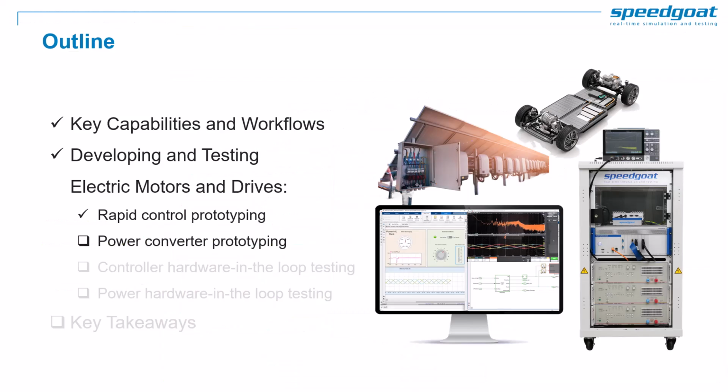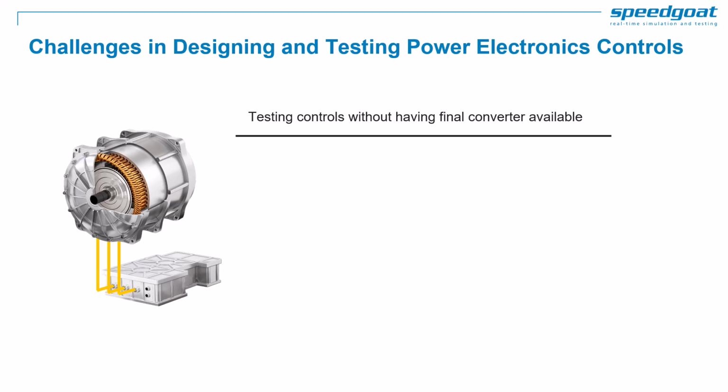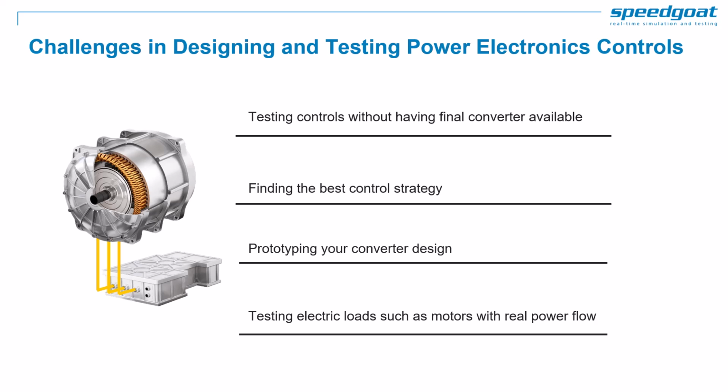Now let's explore power converter prototyping, which enables you to leverage off-the-shelf power converters for rapid prototyping. Maybe at a given development stage, you need to test power electronics controls without having the final converter available. But you still want to find the best control strategy to prototype your converter design and to test the electric load with real power flows. This is where using a rapid converter prototyping setup can help.